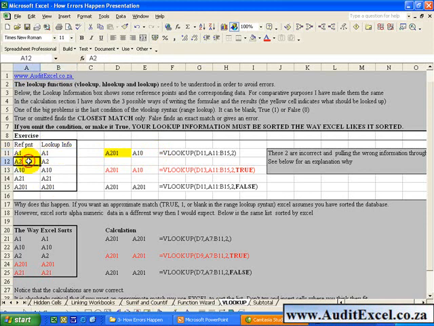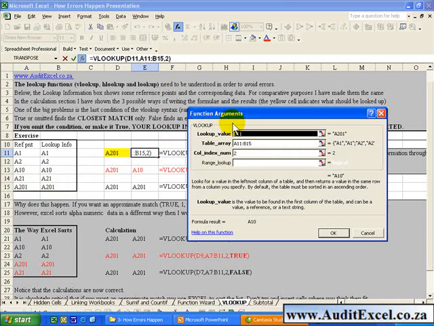So if I want to see the answer for A2, it must bring back A2. If I want to see the answer for A21, it must bring back A21. Over here you have the cell which specifies what number I'm looking for. So I'm looking for the answer to A201, which should be A201. Here's the VLOOKUP function, and let's just have a quick look into it by pushing the function wizard.